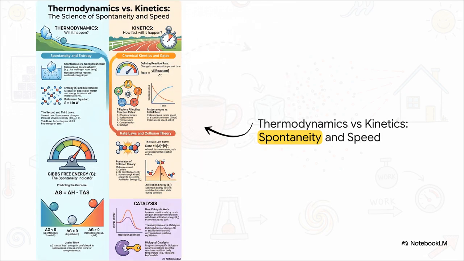And this brings us to a really crucial distinction. Thermodynamics simply asks, will it happen? Kinetics, on the other hand, asks, how fast will it happen? A spontaneous change might be instantaneous, like a massive explosion, or it could be like the decay of uranium-238, which has a half-life of over 4 billion years. So remember this, spontaneity has absolutely zero correlation with speed.